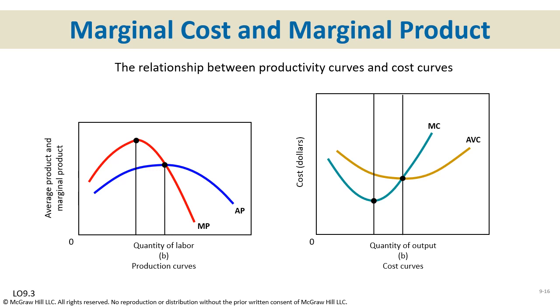And under the same assumptions, when average product is rising, average variable cost is falling, and when average product is falling, average variable cost is rising. So if we look here, marginal product is going to go up, we'll hit a certain point and it's going to go back down again. Same thing with average, and it's just the marginal cost and the average variable cost curves basically flipped over. They're mirror images of each other.